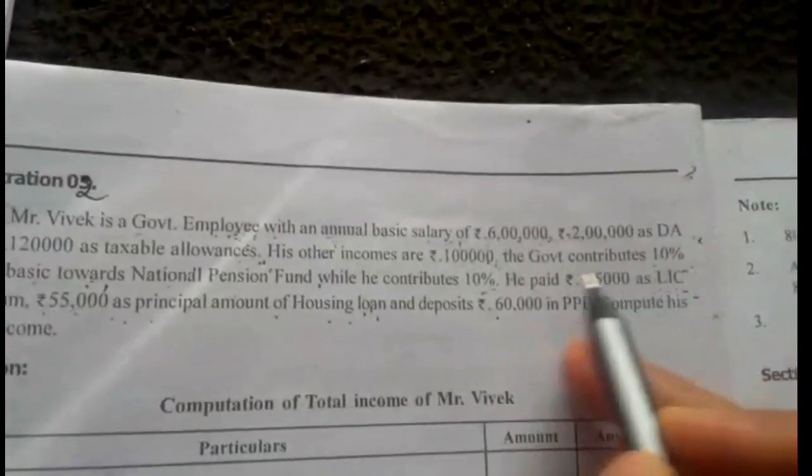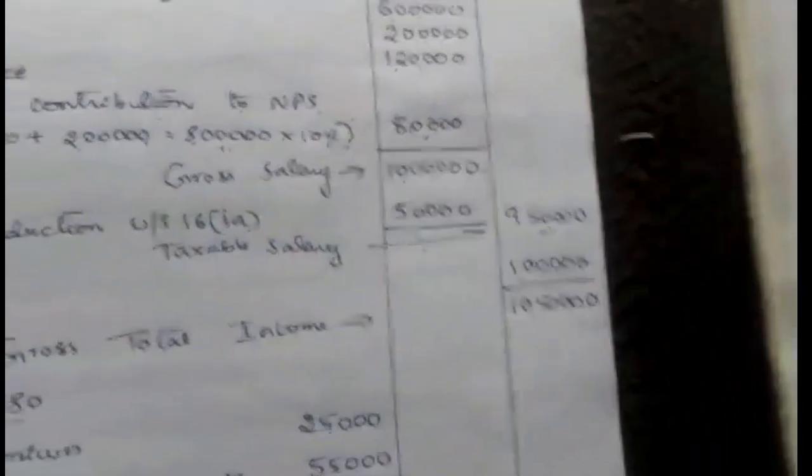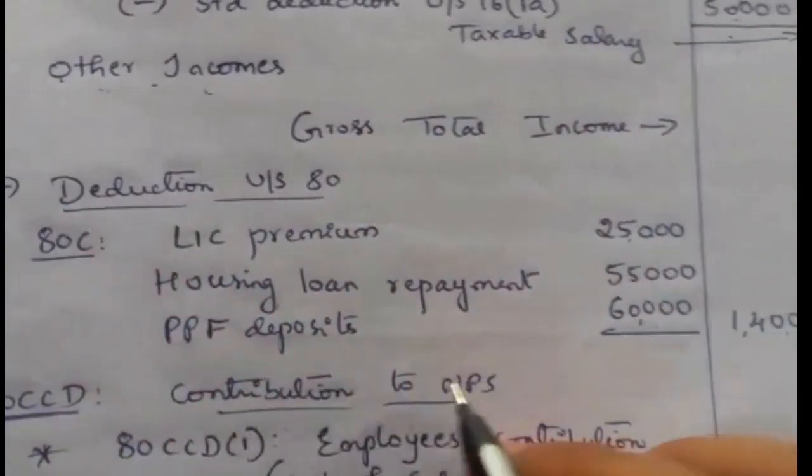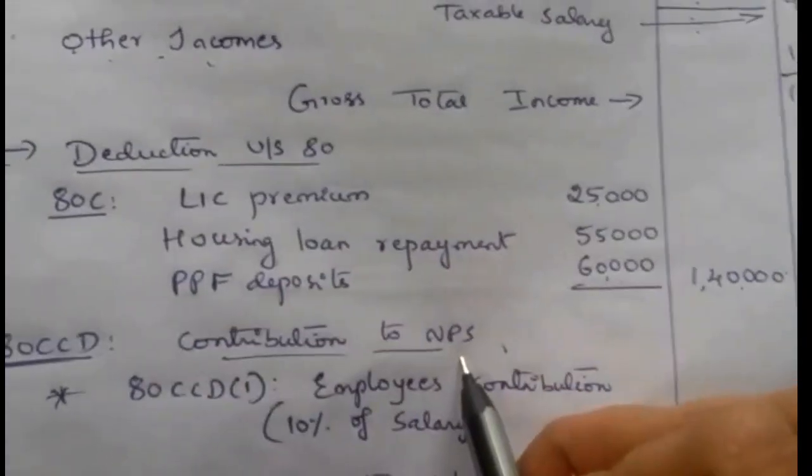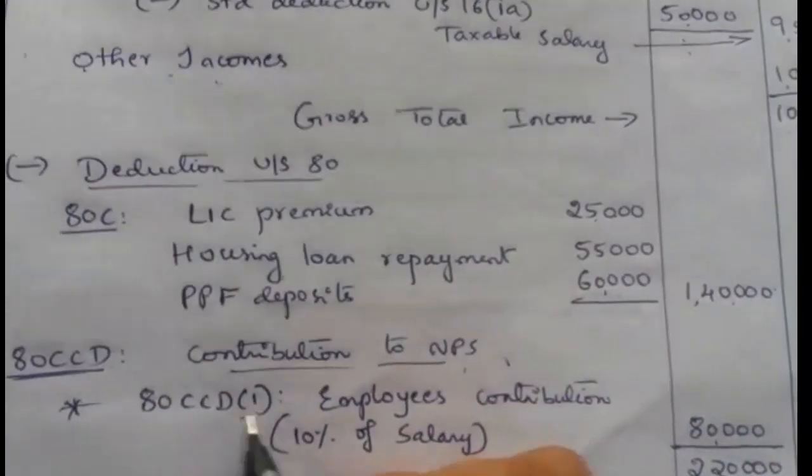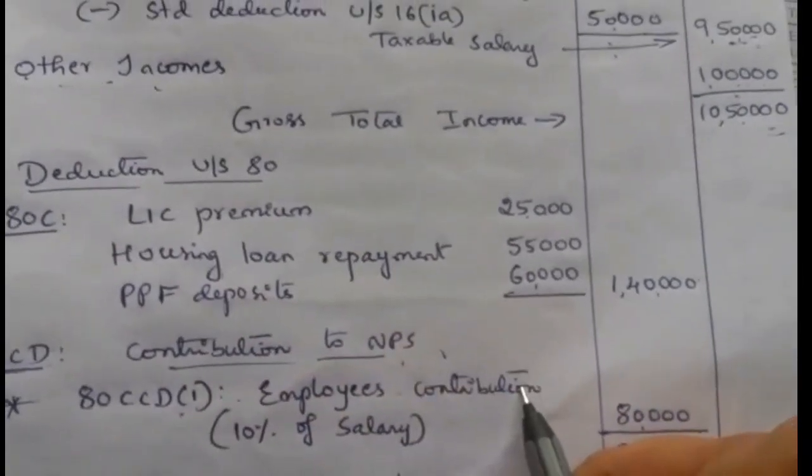Next they have given 80CCD deduction, that is about employer and employee contribution to NPS. So we have to take under 80CCD the contribution relating to NPS. Under that, 80CCD(1) is for the employee's contribution.